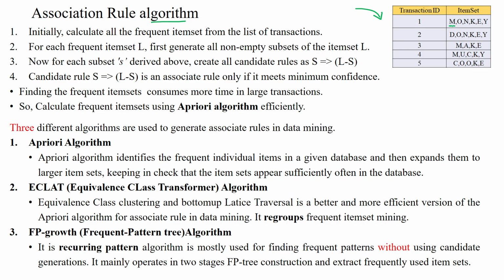So here the item set is given. From the given transactions, we have to calculate all the frequent item sets from the list of transactions. For each frequent item set L, first we have to generate all non-empty subsets of the item set L. For example, M, then O. Like that we should create non-empty subsets of the item set L.